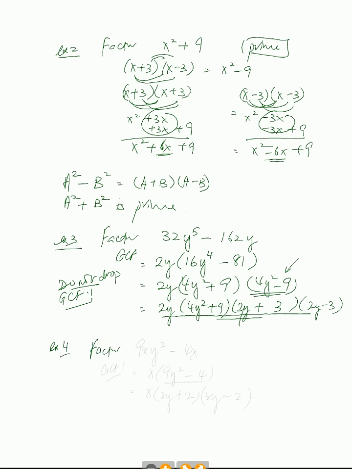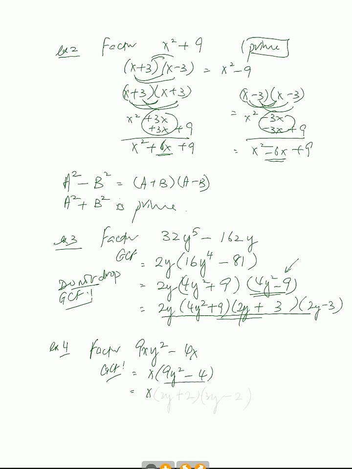Now let's try another example to make sure you understand. Let's say, can you factor 9xy squared minus 4x? Okay, so it's a binomial. So you think of the formulas that we've discussed, except that you always have to check for GCF. In this case, my GCF is x. So I have 9y squared minus 4.